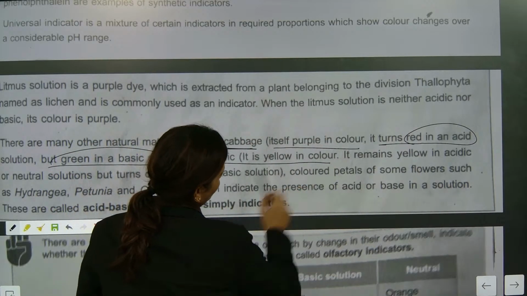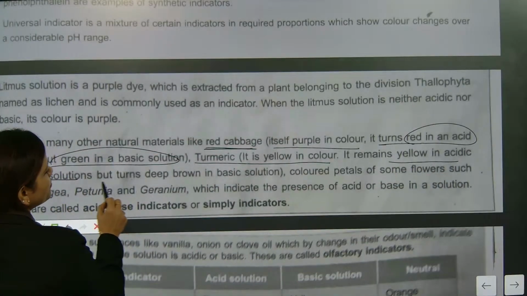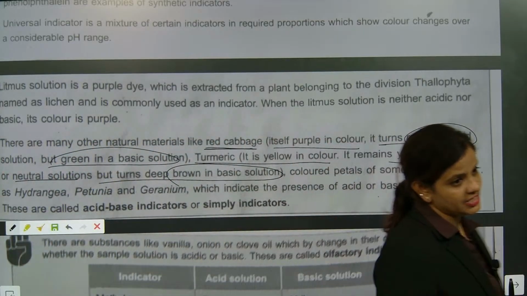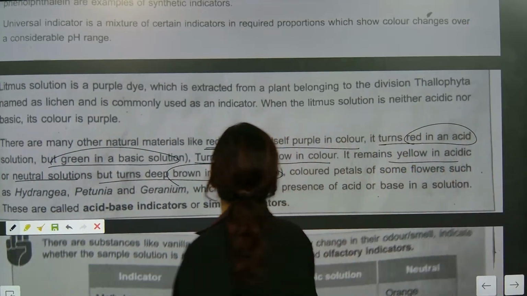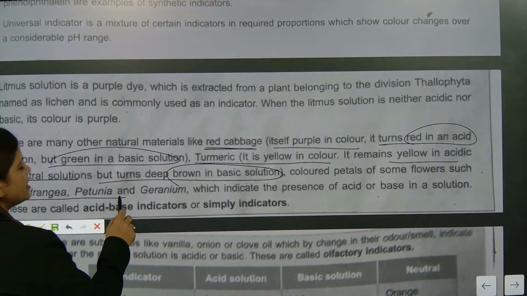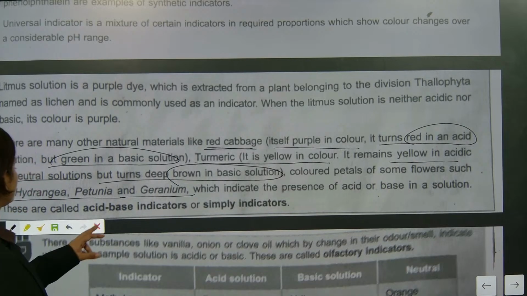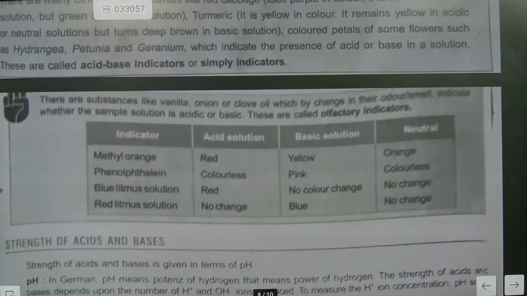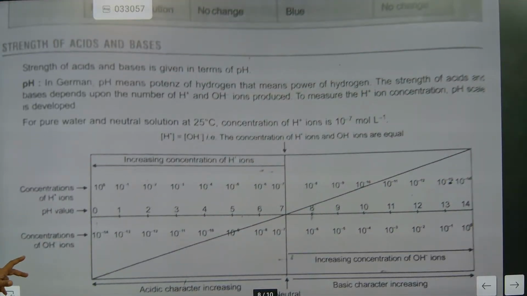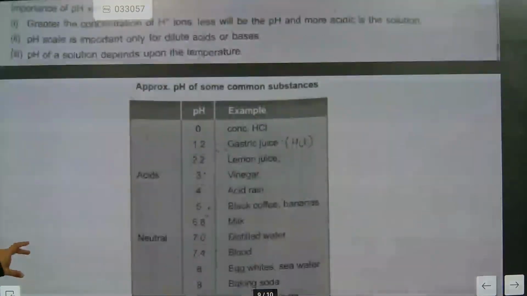Turmeric is yellow in its original color. It remains yellow in acidic and neutral solution, but it will convert to deep brown when it gets converted into base. So that's the difference. Now colored petals of flowers such as hydrangea, petunia and geranium are also present in acid-base indicator solutions. Understood or not? This part we have already done. Strength of acids and bases, they will not go to this level, but yes, we have studied gastric and all that part in class teaching time.